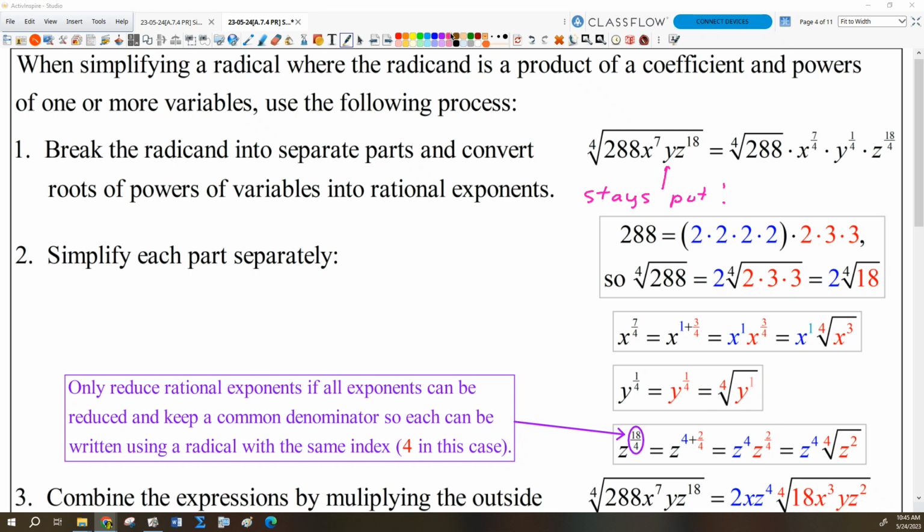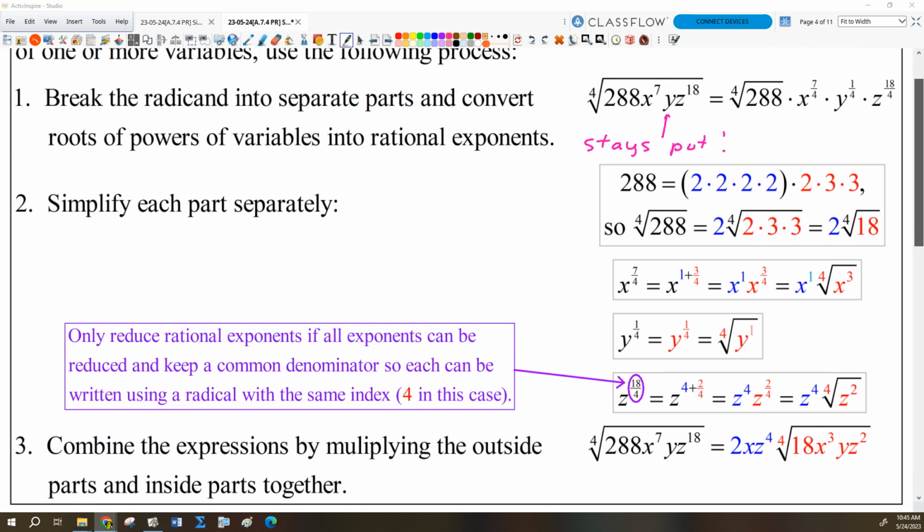Just going to stay there. Don't have to do anything to the y, okay? But the z has a power of 18, which is bigger than 4, right? So we need to turn that into a mixed number. I get z to the 18/4.